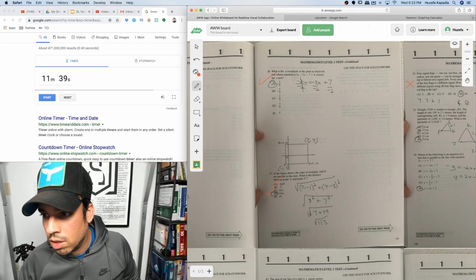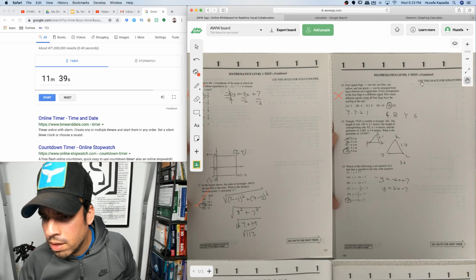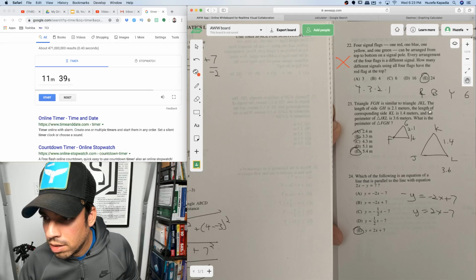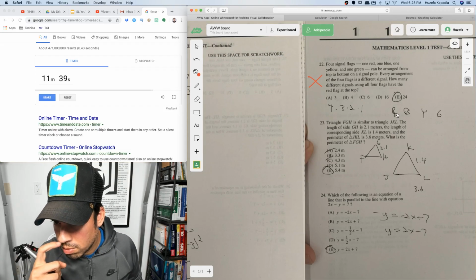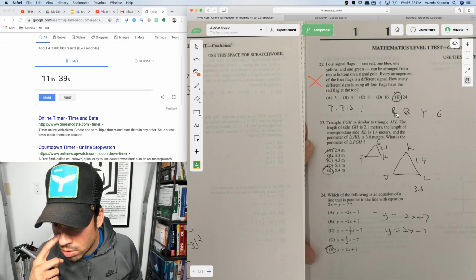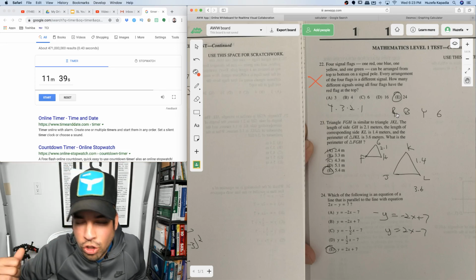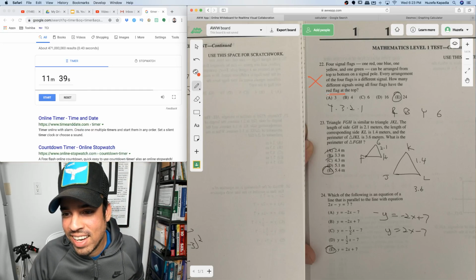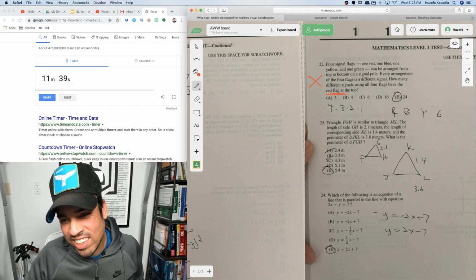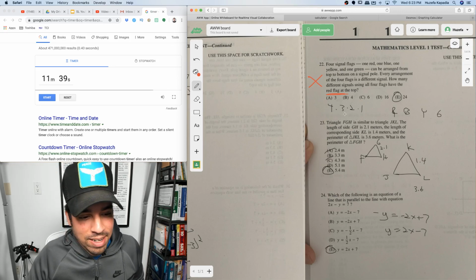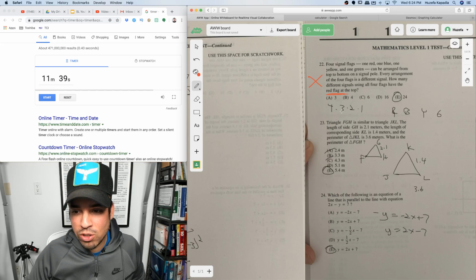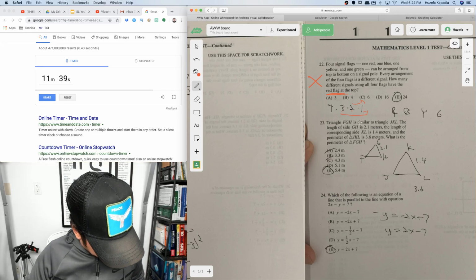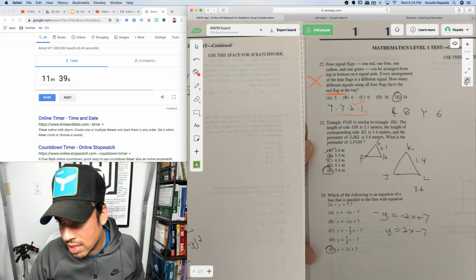22 is C. Okay, let's see why I got it wrong. I kind of rushed on this, eh? 1 red, 1 blue, 1 yellow, 1 green. Every arrangement of the 4 flags. Oh shoot! I missed that last part. You see that? It says has the red flag at top. So then we only have 3 flags that we can mix up, right? It's just 3 times 2 times 1. It's 6. All right. Went a little too fast. Missed that last detail.